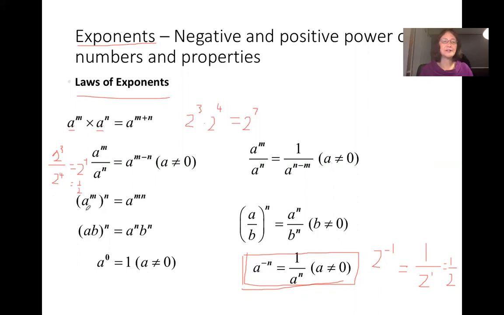So next, (a^m)^n equals a^(m times n). So for example, (2^3)^4 equals 2 raised to power 3 times 4, which is 12. So next one, (a times b)^n equals a^n multiplied by b^n. For example, (2 times 3)^4 equals 2^4 times 3^4.